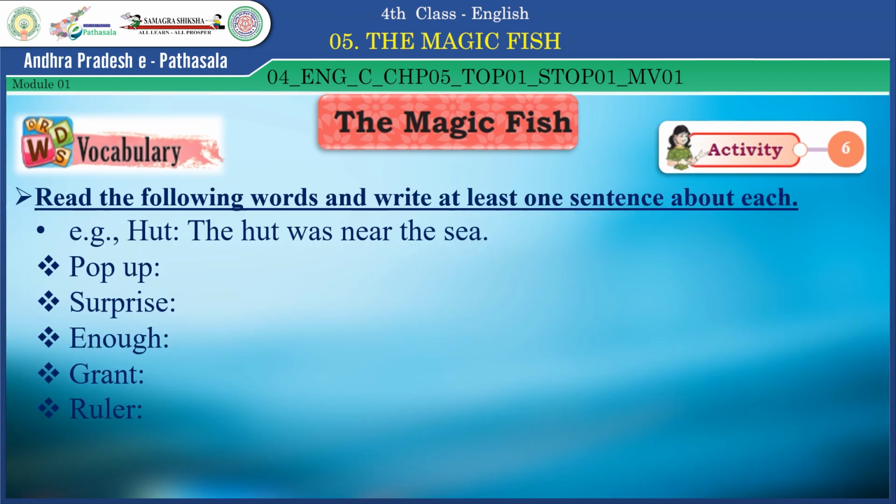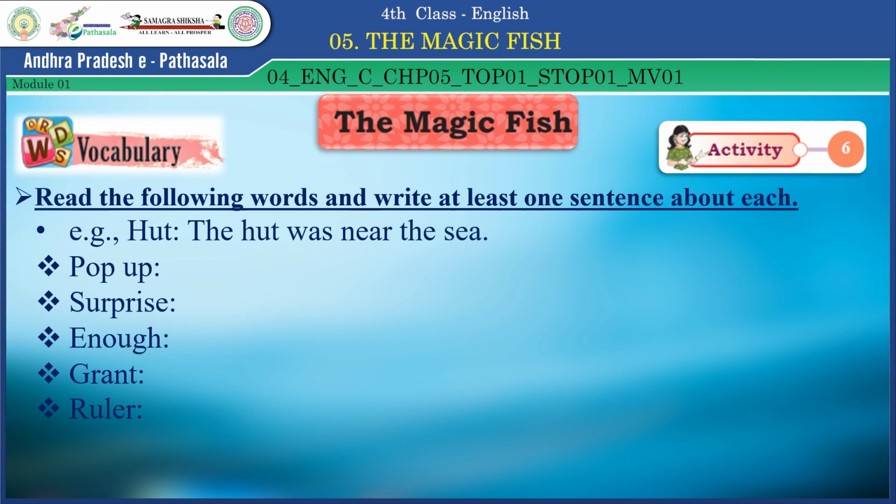Children, read the following words and write at least one sentence about each. First one is given for you. Observe it. For the word hut, the sentence is, the hut was near the sea. Okay, children? Let us write the sentences below.